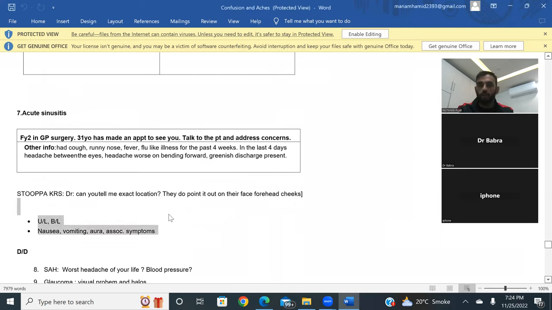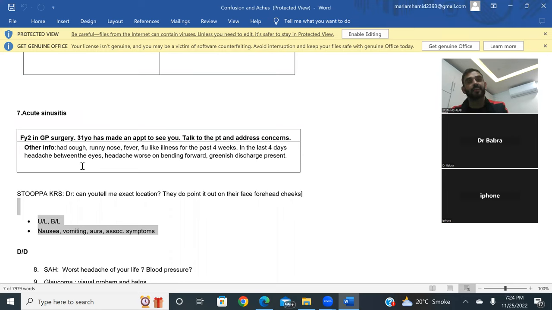Acute sinusitis. This is also a very good scenario and a common scenario to come. You have made an appointment, talk to the patient. Cough, runny nose, flu-like symptoms. Very typical scenario. In the past, headache. He will say, I have a headache. Where? Behind my eyes, behind my forehead. But never forget to ask all those questions.